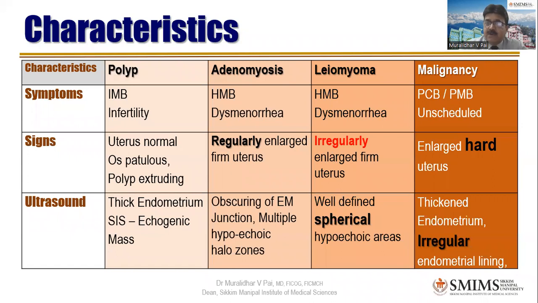Thickened endometrium, obviously, in malignancy, and an irregular endometrial lining in case of endometrial carcinoma. Of course, in carcinoma cervix, there can sometimes be a collection inside the uterus called pyometra. Otherwise, it may be just a thick endometrium. You can see the thick cervix or a hard cervix or a cervical lesion through the ultrasound.